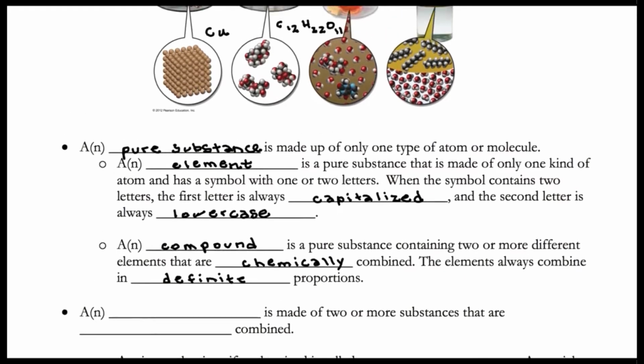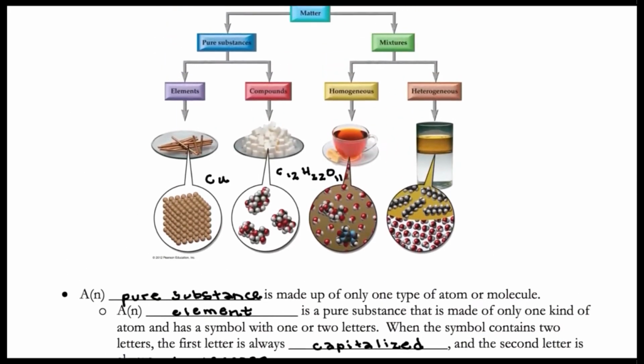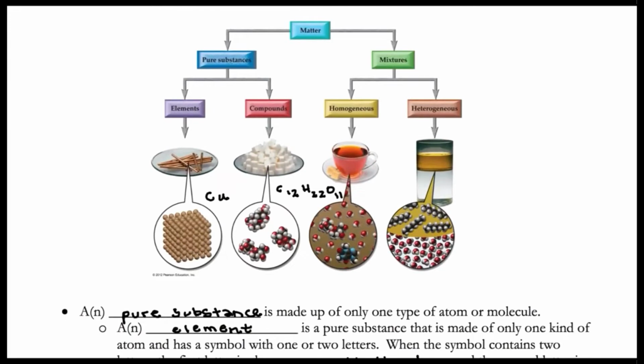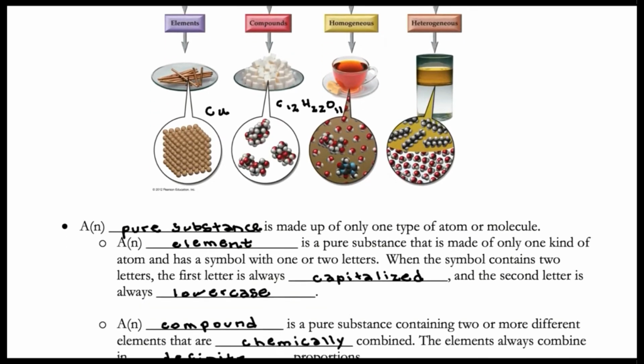Okay? So those are pure substances. Okay? Pure substance, only one type of atom or molecule. If you have just one type of atom, it's an element. If you have more than one type of atom that is chemically bound, it is a compound. Now let's talk about mixtures.